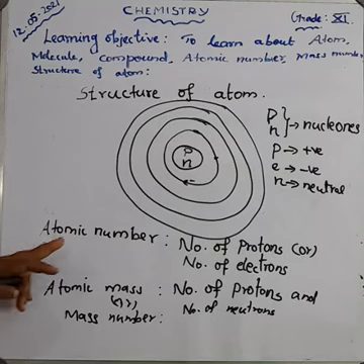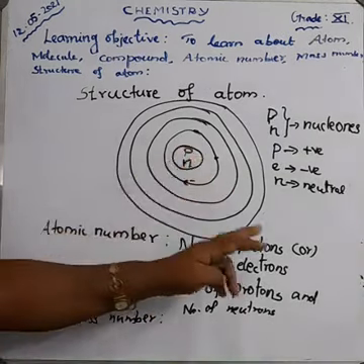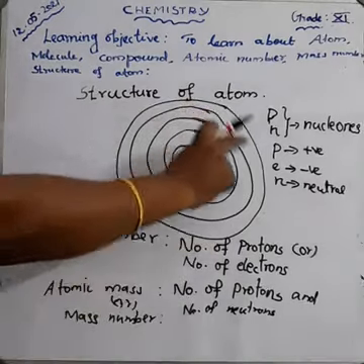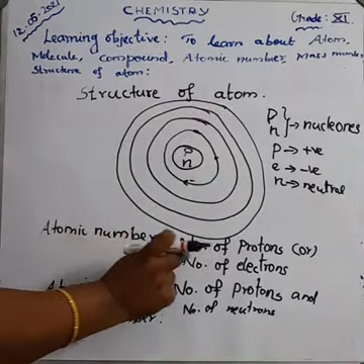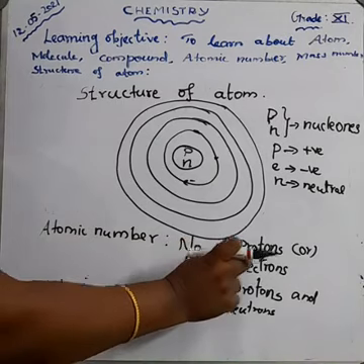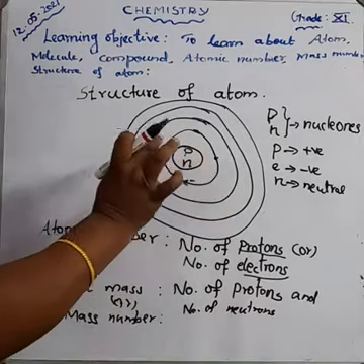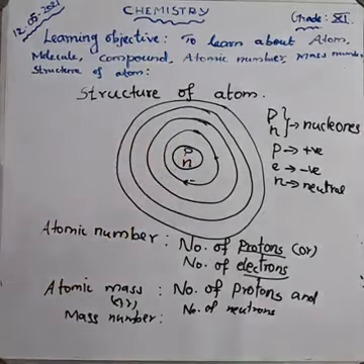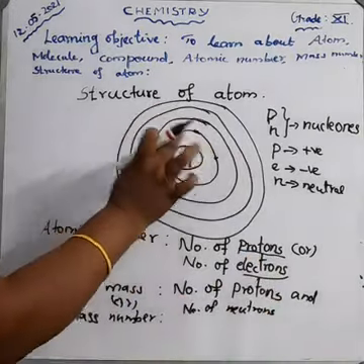What do you mean by atomic number? The number of protons present inside the nucleus, or the number of electrons revolving around the nucleus, is called atomic number. The number of protons and number of electrons are the same in a neutral atom.